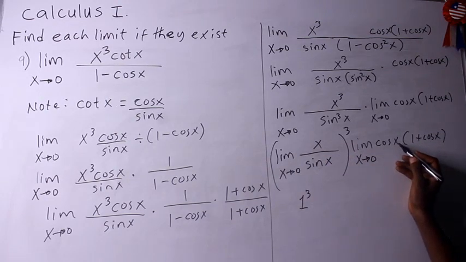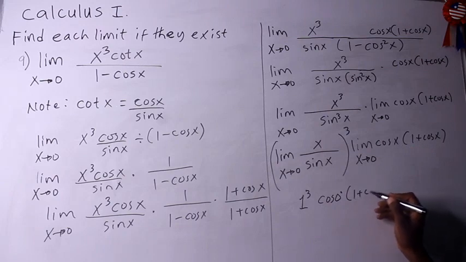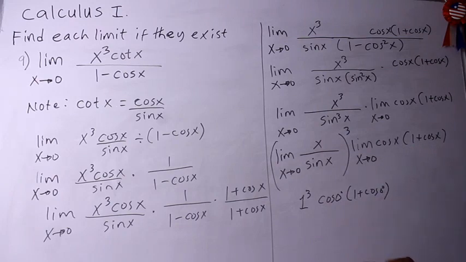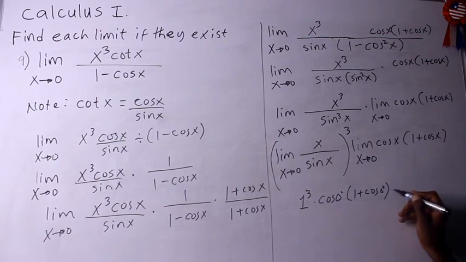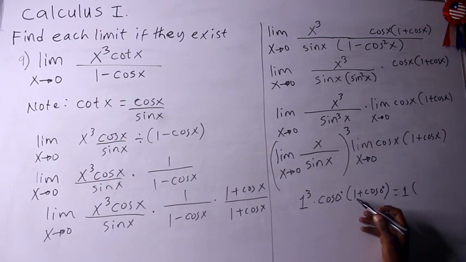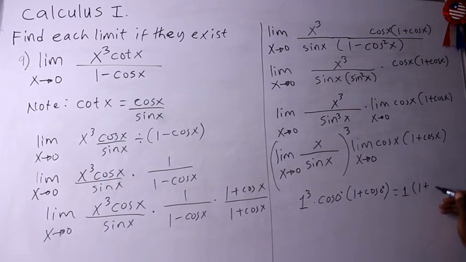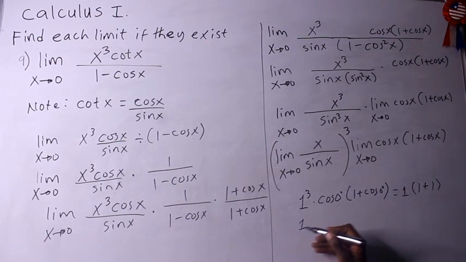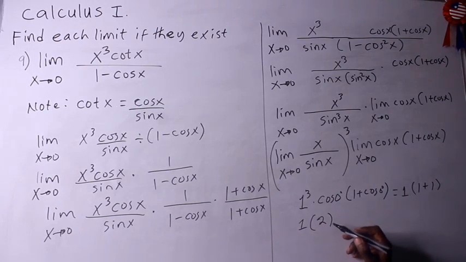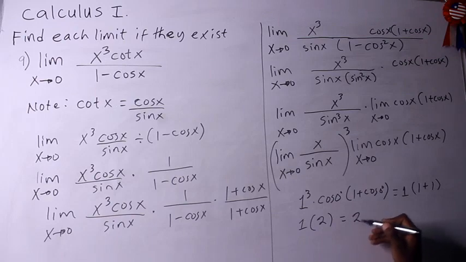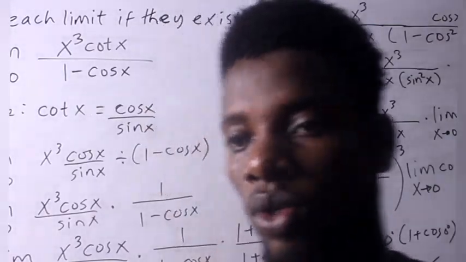And if I apply direct substitution here, I'm going to have cos of 0 times 1 plus cos of 0. So 1 cubed times the entire thing. What is cos 0? Cos 0 is 1. So I'm going to have 1 times 1 plus 1, which is 2. And if I multiply 1 times 2, I'm just going to have 2. That is the solution to this problem.